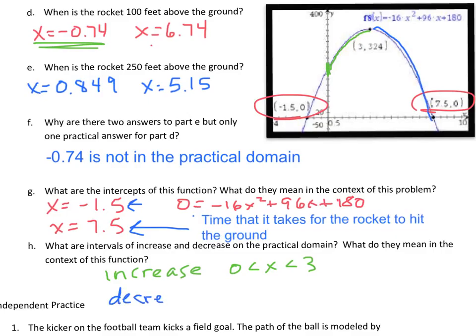So decrease, we have when x is between 3 and 7.5. So this is increasing when the rocket is going up in the air, so its altitude is increasing, and then decreasing after the rocket has reached its maximum and it's headed towards the ground.